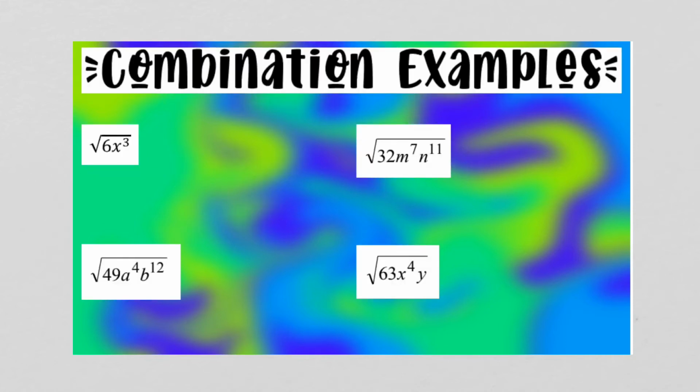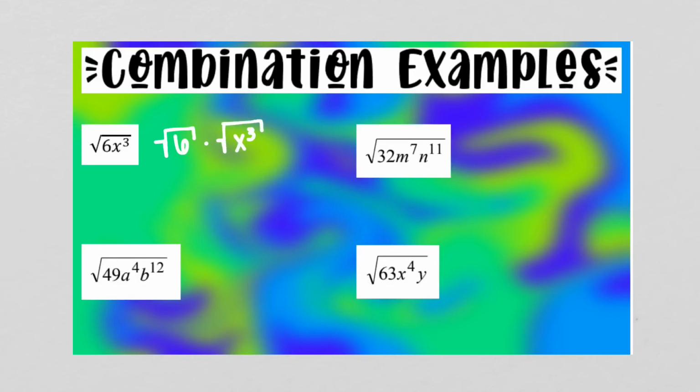Alright, so now we're getting into the combination examples that have a number and a variable or multiple variables. You're just going to want to break these down into steps. You'll do the numbers first and then the variables separate, and it'll go smooth. It does look really intimidating at first, but it's all alright. So when I look at this first example, I'm going to break it apart into the square root of 6 times the square root of x cubed.